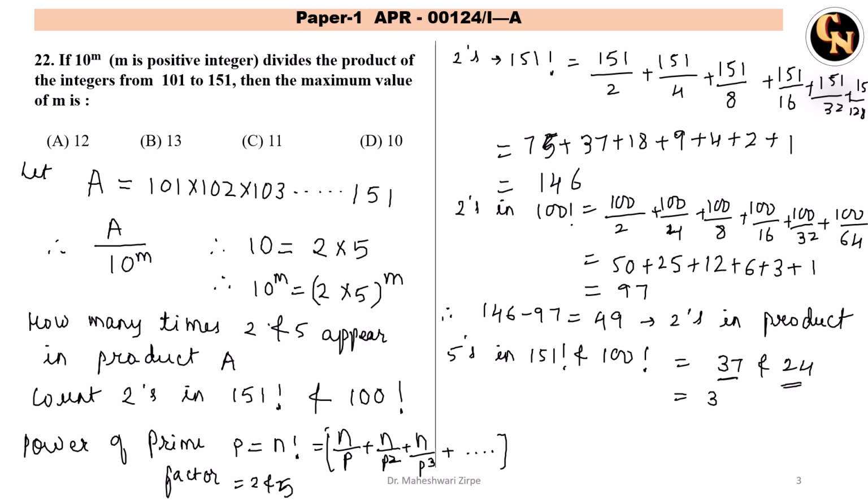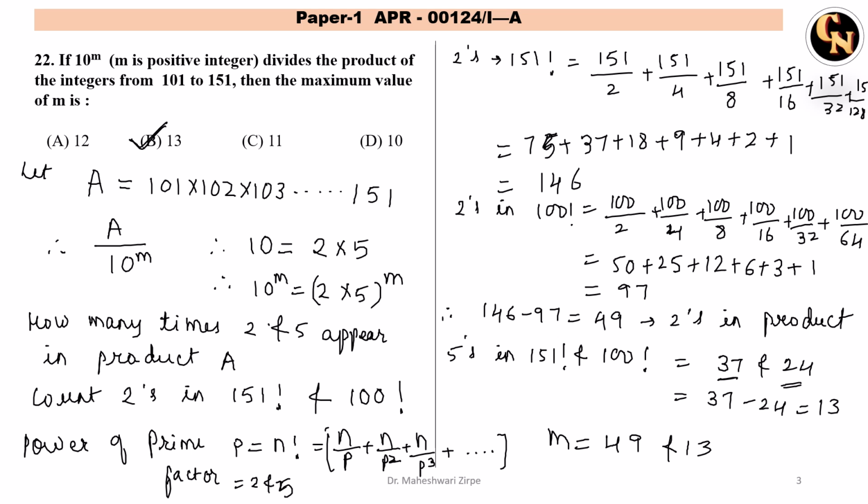Now if you subtract 37 minus 24, you can try it in your notebook, it comes to be 13. So there are 13 5's. Okay, and 2's were 49. Now they've asked us the maximum value of M, so there are two values we are getting, the two values of M are 49 and 13. Now in the options 49 is not given, 13 is there, so our option is 13.